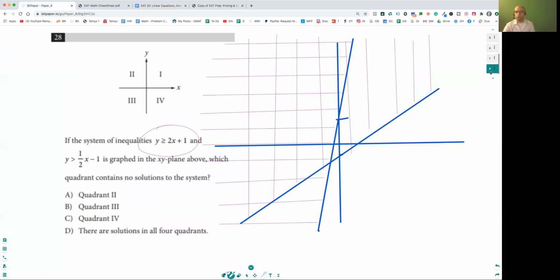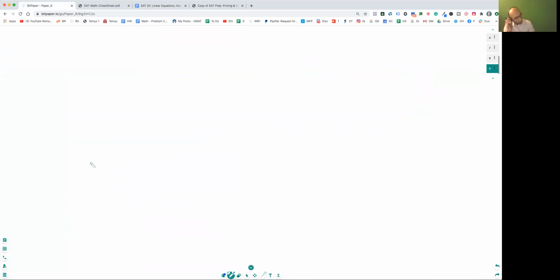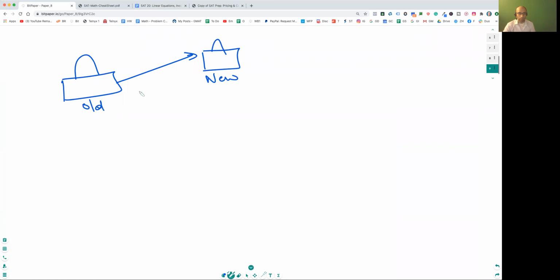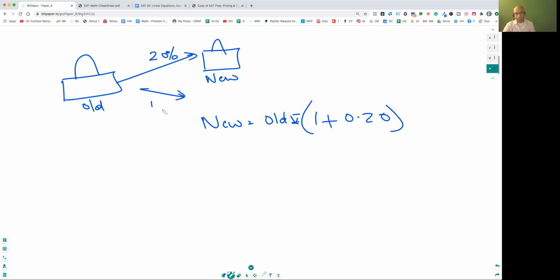Percents is super easy. We've done it last time, so I'm not going to cover it. Just remember the main formula: if it goes up, you've got the new price and the old price. This is a very important thing. The old is this, and when it increases by 20%, the new is equal to old times 1 plus 0.2. If it goes down by, let's say, 10%, the new is equal to old times 1 minus 0.10, okay? And that's it. That should give you all the percent problems that you need.